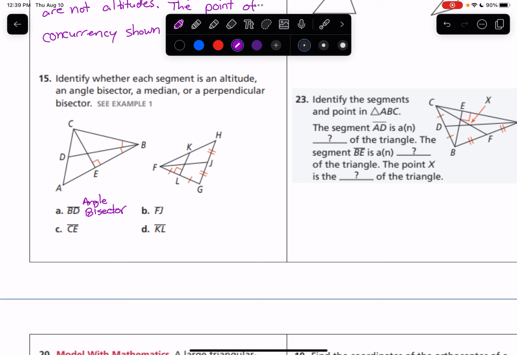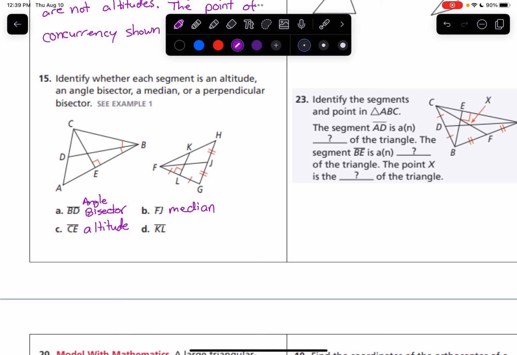Then we've got FJ. FJ comes from a vertex of the triangle, and it hits the opposite side of the triangle at its midpoint, divides it into 2 equal pieces. That makes it a median. CE. CE comes from a point on the triangle, and it creates a perpendicular with the opposite side of a triangle. We don't have any information about whether it's a bisector, but since it hits the vertex, we can call that an altitude.